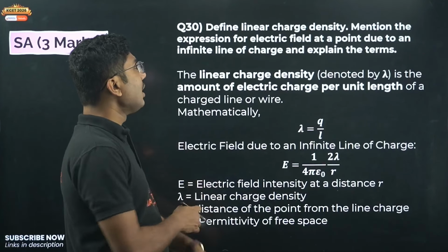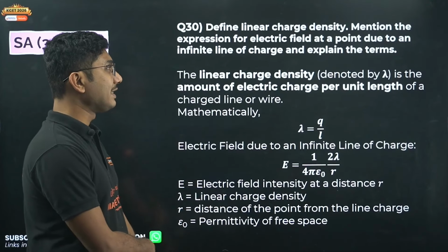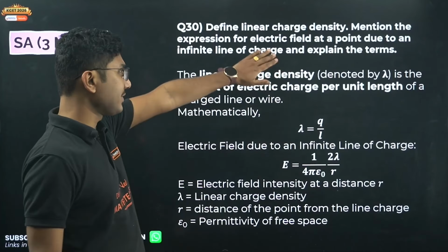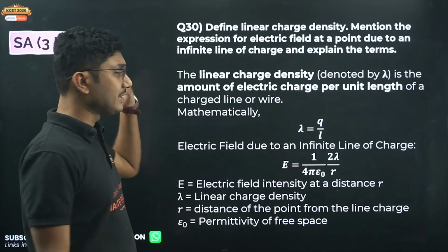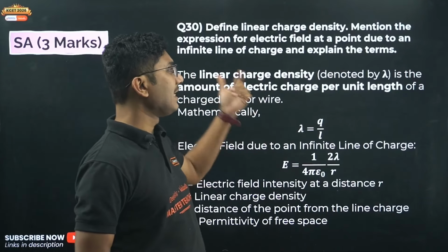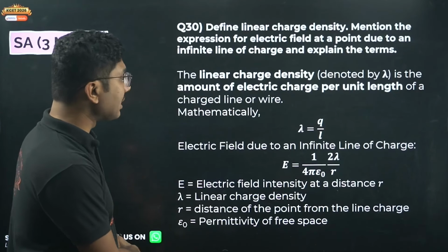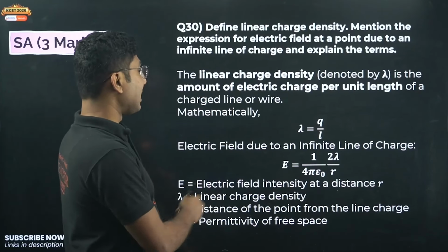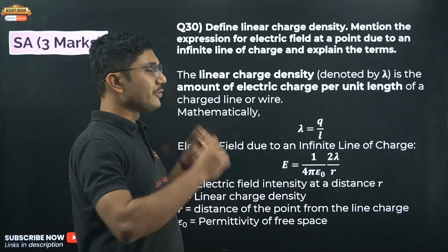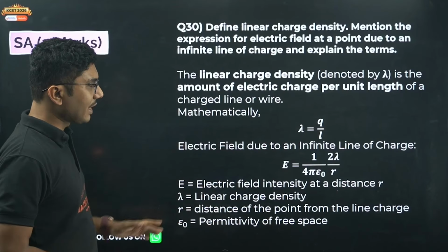Now let's continue. Define linear charge density. Mention the expression for electric field at a point due to an infinite line charge and explain the terms. This derivation we will do anyway, but this question is asked in your latest model paper. The linear charge density denoted by lambda is the amount of electric charge per unit length of the charged line or charged wire. Mathematically, lambda equals Q by L. Q is the total charge, L is the length of the wire. So this is how you can define it.